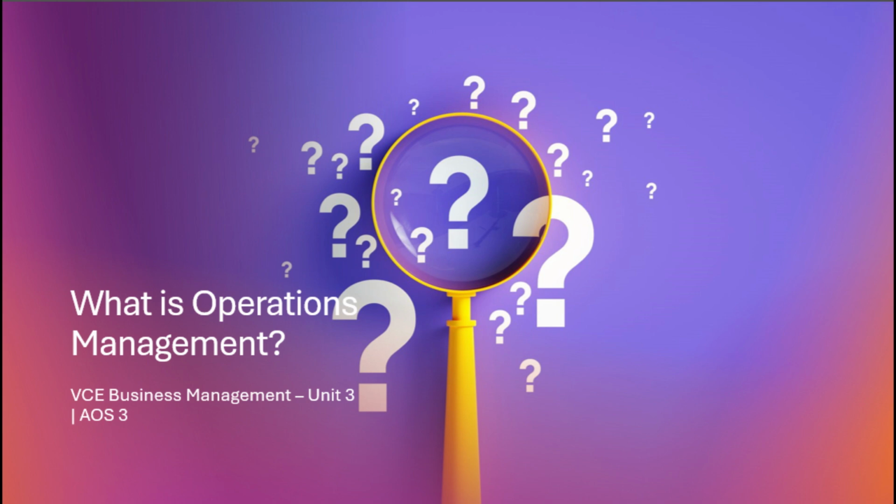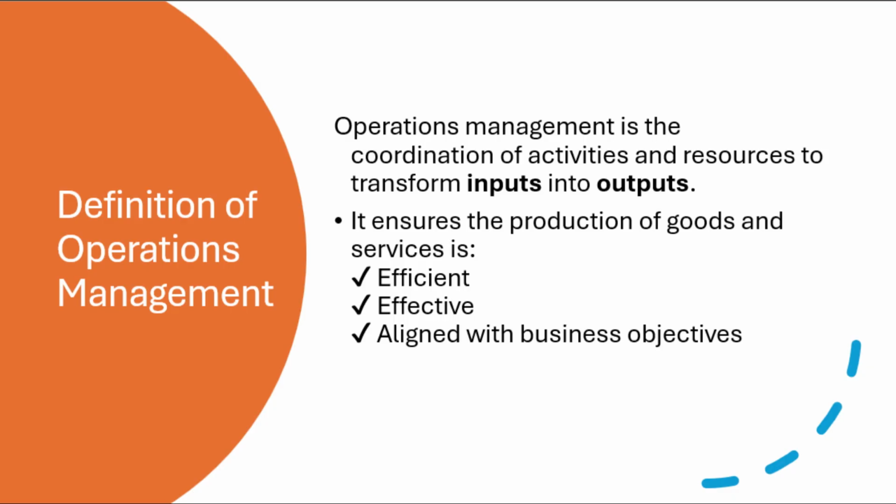Let's break it down. Part 1. Definition of operations management. Operations management is the coordination of resources and activities within a business to produce goods and services. It's about managing the day-to-day systems that turn inputs, like raw materials, time, labor, and technology, into outputs, which are the final products or services delivered to customers. This could be a cafe transforming milk, beans, and staff time into a perfect flat white. Or it could be a software company transforming code and design into a working app. In both cases, operations management is the engine room of the business.